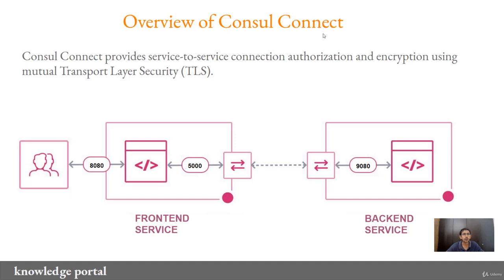However, the overall workflow in Connect is a little different. So now what happens here is that there are two additional proxies that are deployed. So you have one proxy here and you have a second proxy here. And if the front-end service wants to communicate with the back-end service, it first initiates the connection to the proxy that is local to it. Now, this proxy that is local to it will initiate a new connection to the proxy that is local to the backend service, and from this proxy the data is traversed towards the backend service.